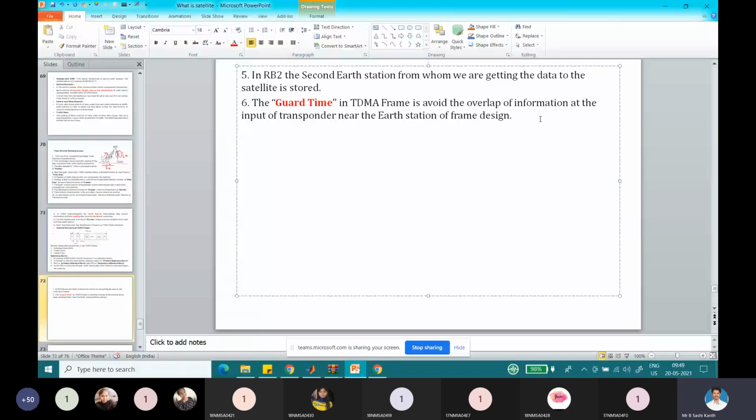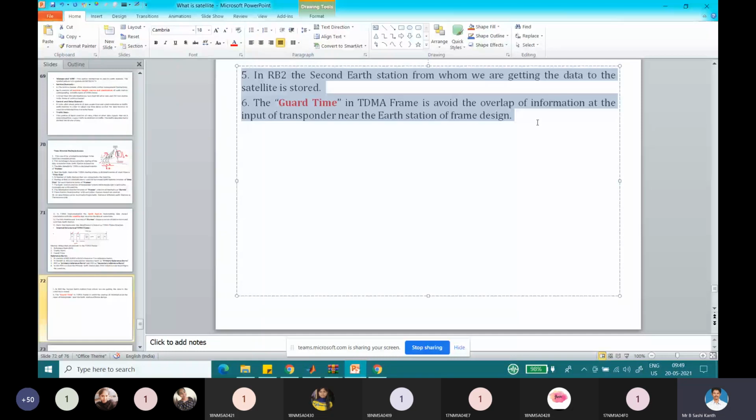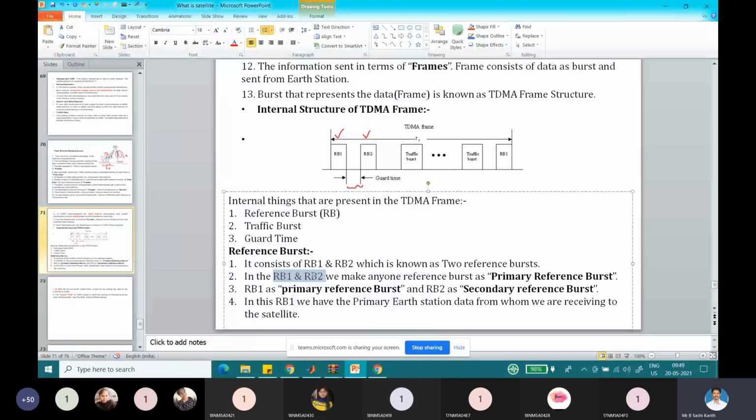Okay, don't forget that. Okay, we have seen about RB2, RB1 which we are having. We have seen RB1 as the primary, and we have made RB2 a secondary one, okay? And we have designed that. So in order to avoid the overlap between RB1 and RB2, we use a guard time. These are the things what we have discussed.